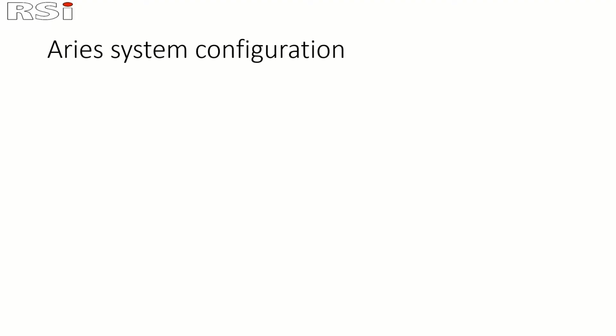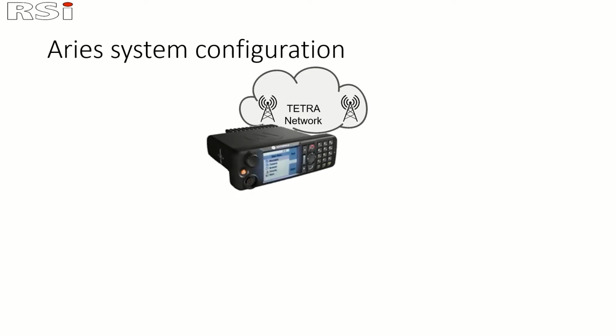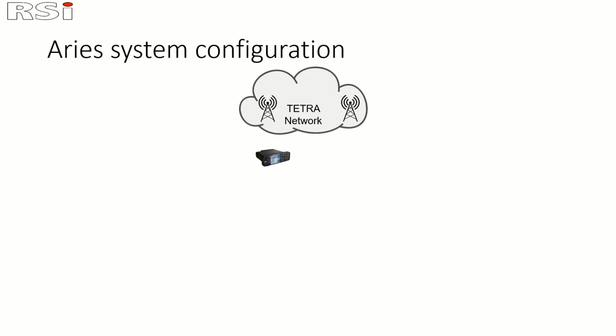We start with the TETRA network, which can range from 1 to hundreds or thousands of base sites. Connected to this network is a TETRA radio terminal, and connected to that is the Aries probe, a small box that logs all of the performance data in real time. The probe is designed to be autonomous in operation and can just be plugged in and left.